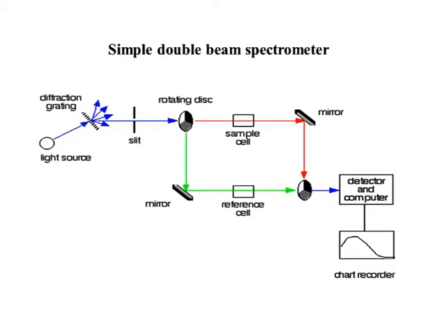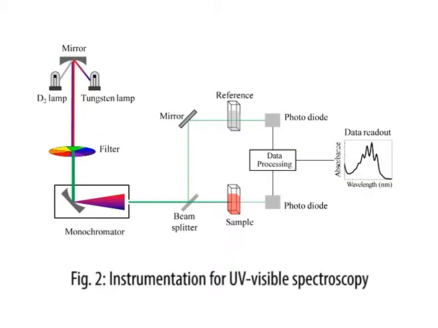The detector is generally a photomultiplier tube, although in some instruments photodiodes are also used. Recorder. The recorder automatically records the absorption of light at each wavelength as a graph of absorbance versus wavelength. Figure 2 represents the instrumentation for UV visible spectroscopy.